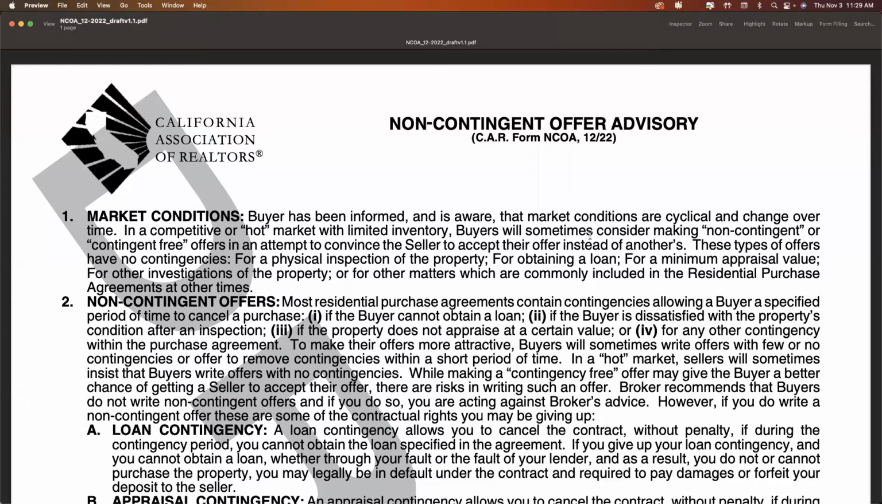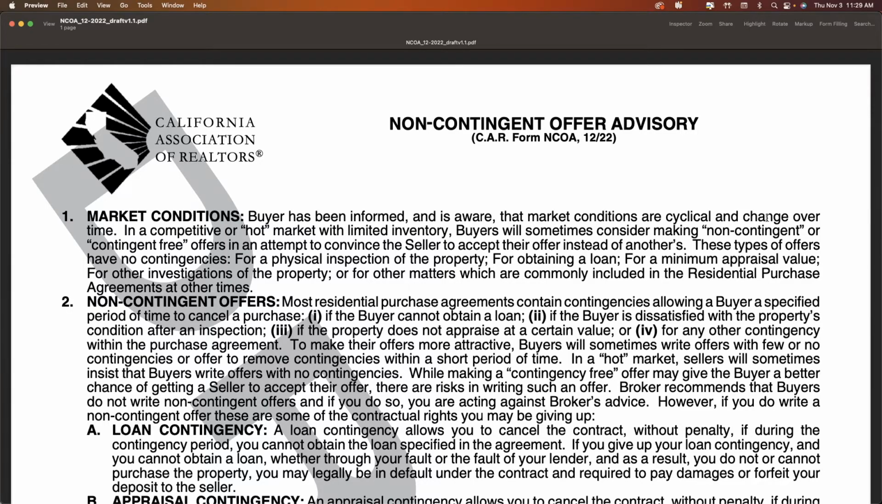This is probably not going to be super necessary going forward, because I would guess that fewer of you are writing offers without contingencies. I was shocked. I talked to an agent earlier this week who told me they wrote an offer with no loan and no appraisal contingency. And I thought, well, I don't know why you're doing that now, but you did that.